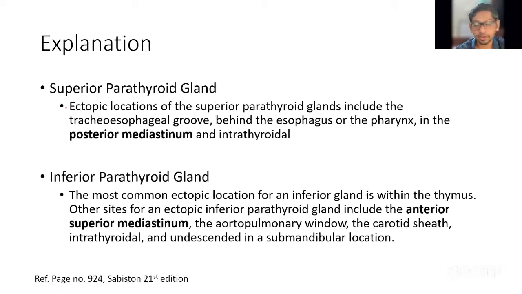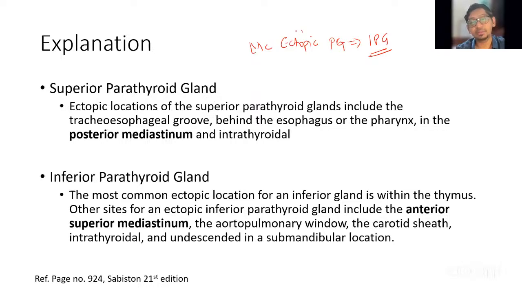Remember, when we talk about superior and inferior parathyroids, which of them is more commonly ectopic? These are all important MCQs. The most common ectopic parathyroid gland is the inferior parathyroid gland. We all know that. The inferior parathyroid gland, a third pharyngeal pouch derivative, has a longer course of migration. That is why it is the most common ectopic parathyroid gland.